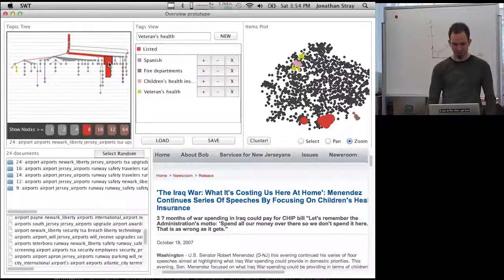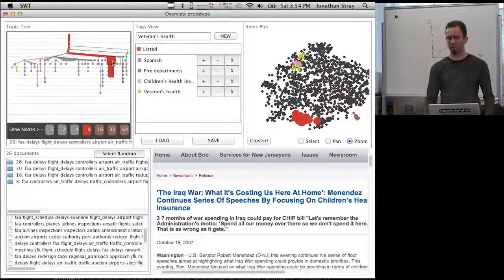This is about airport improvements, some money to improve the airports. This is about airport delays. And that's kind of how it goes. You can go through this system and tag, you know, one cluster at a time. And people have done stories with this. This is actually a prototype.